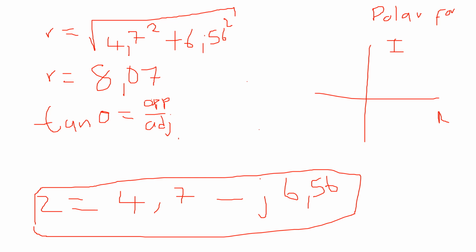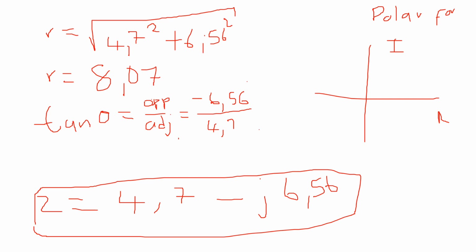So when we substitute here, you don't have to think about anything. You can just substitute the opposite as the imaginary number. You can see the opposite has a negative 6.56, and the real part is 4.7.